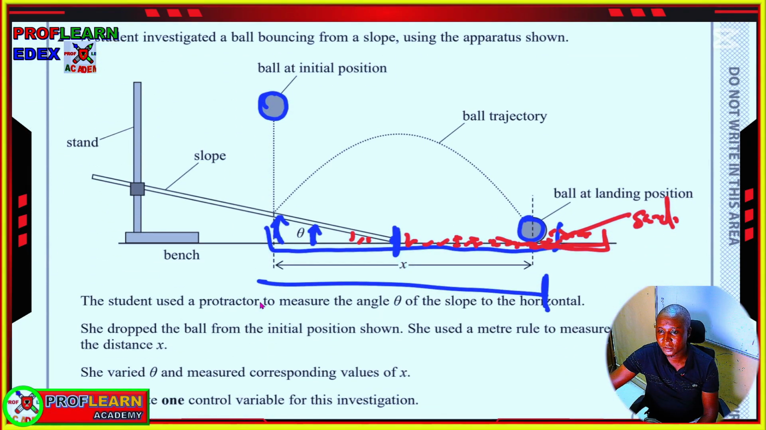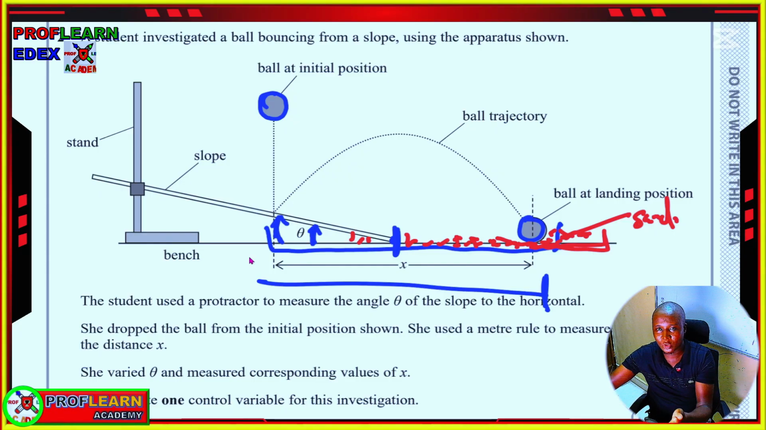The second experiment that was given to candidates is whereby a ball was dropped from some height, then it could bounce on the slope, and then they could measure the distance x. So we are supposed to state control variables that could be taken here, because what is being changed is the angle of orientation or the angle of inclination, and then the distance the ball covers in the horizontal direction is measured.